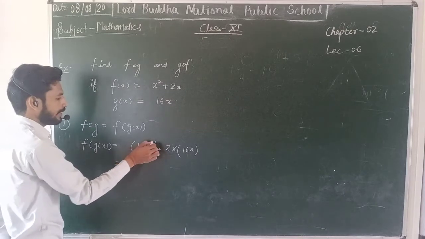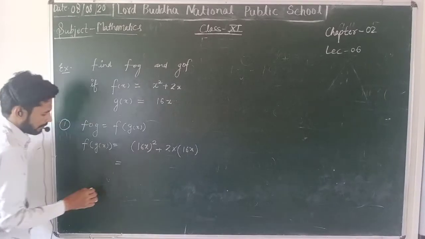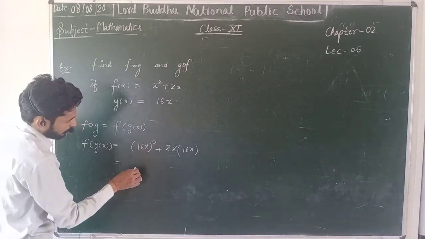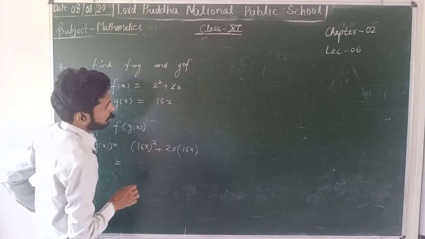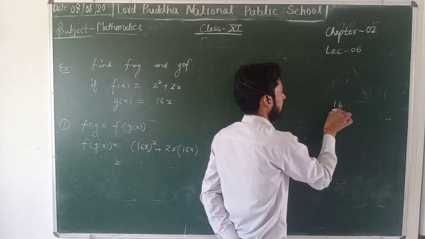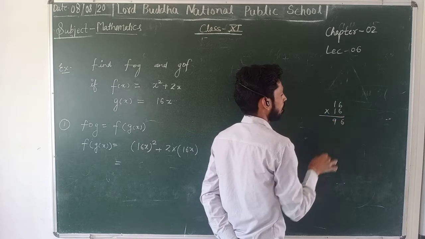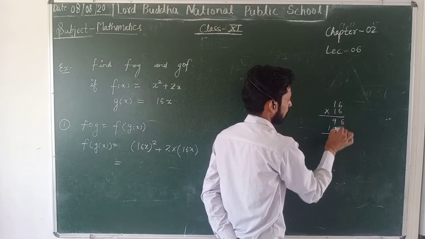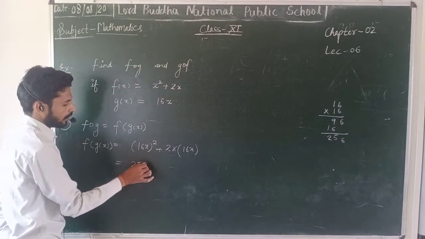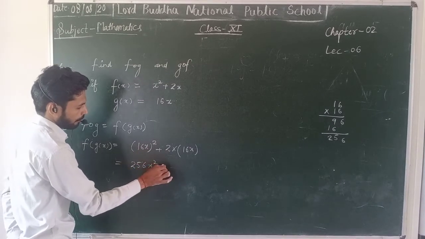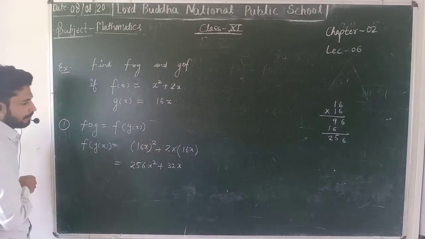Now 16 square, for the value of 16 square, that is 16 into 16, that is 256. Now write here 256x square plus 32x, that is the answer.